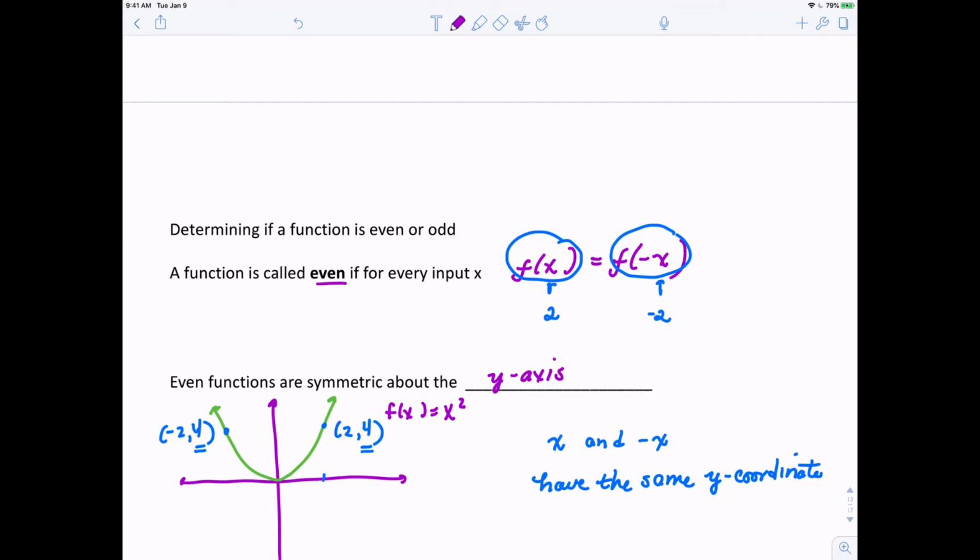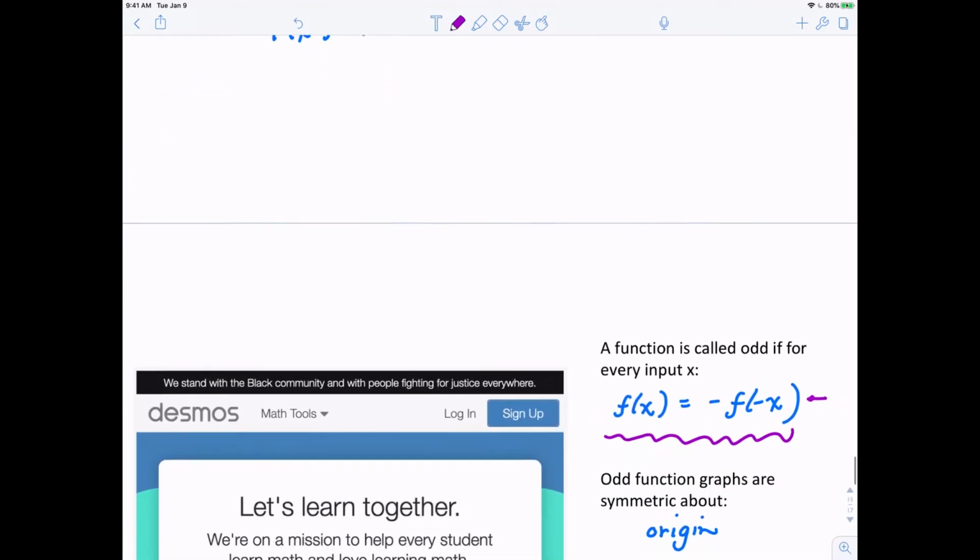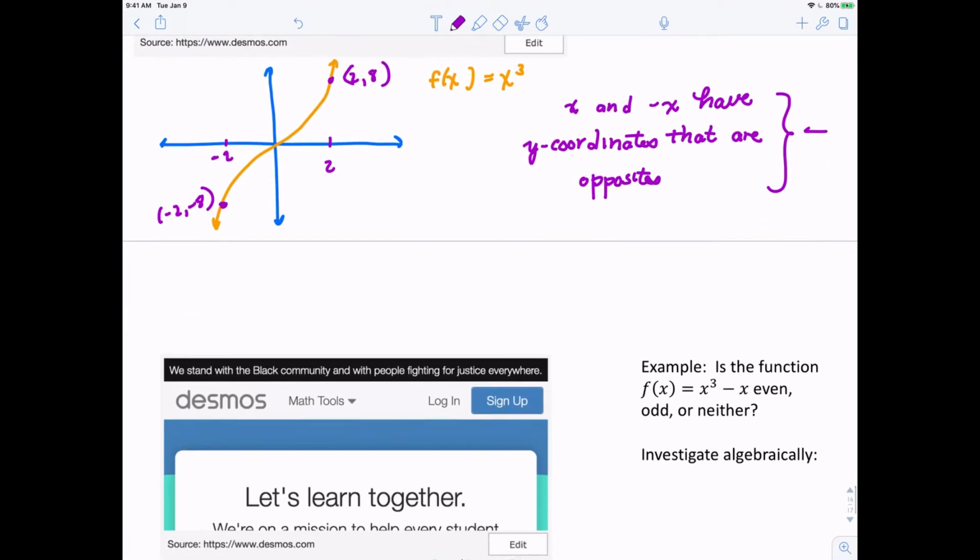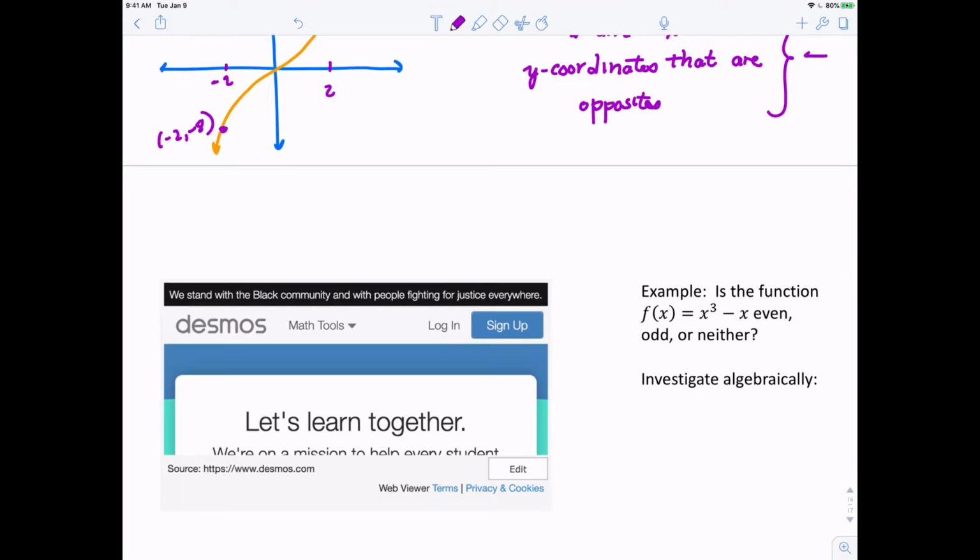If x and negative x have the same y coordinates, then you know the function's even. If neither of those cases are true, then the function is not even and it's not odd. So let's take a look at an example. Is this function f of x is equal to x cubed minus x even, odd, or neither?